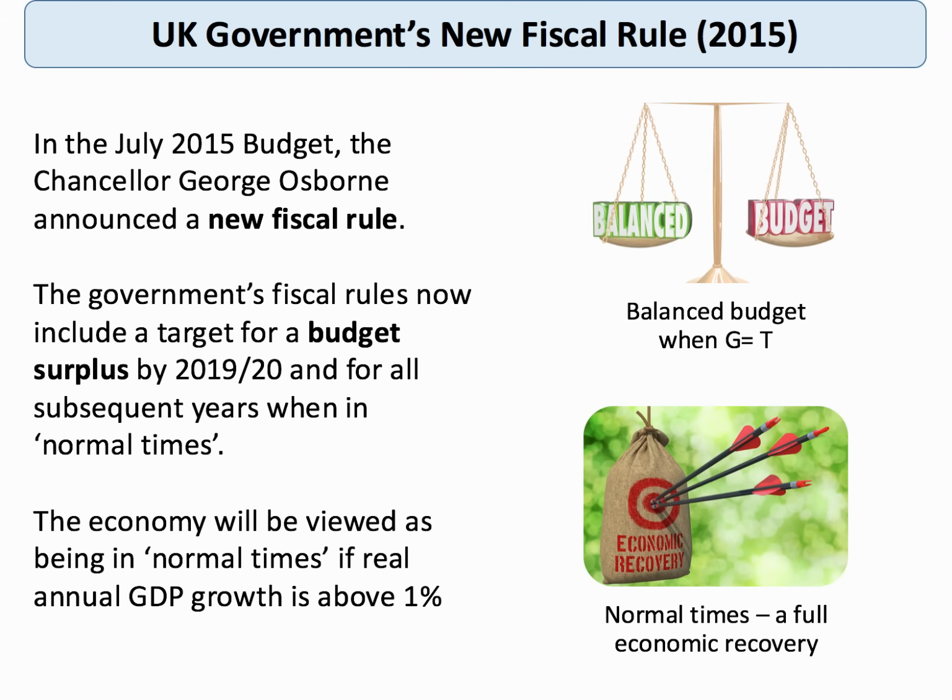Just safe to say, a couple of slides to finish with, that Osborne has now brought in this new fiscal rule. I'm not quite sure where it came from, in other words, which planet it came from. But anyway, the new rule is that Osborne is targeting a budget surplus by 2019-2020, when all of us will have finished our A levels by that point, and for all subsequent years in normal times. So Osborne believes that when the economy is in, brackets, inverted commas, normal times, the government should be running a budget surplus. And the government says that the economy will be viewed as being in normal times if real growth is above 1%.